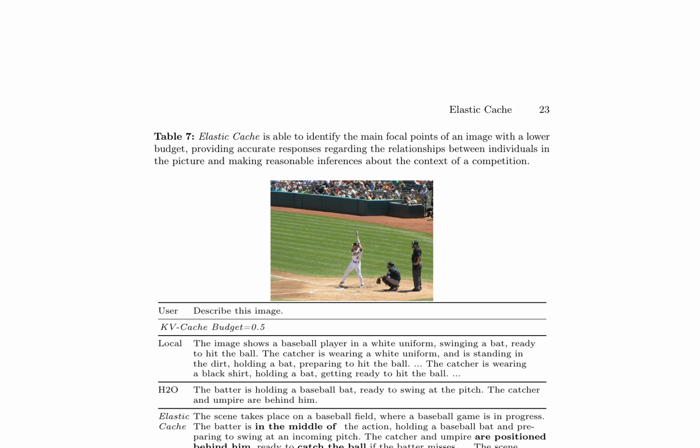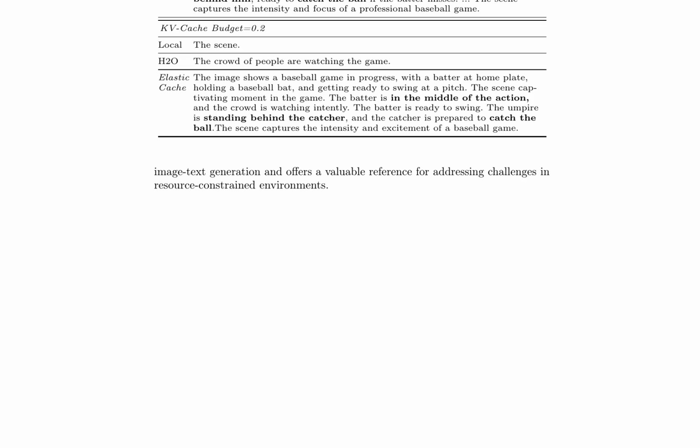The Elastic Cache model, as demonstrated in Table 7, effectively identifies and describes the main focal points of an image with a lower budget, providing accurate responses regarding the relationships between individuals in the picture and making reasonable inferences about the context of a competition. An image depicting a baseball game in progress is analyzed, showcasing a batter holding a baseball bat, preparing to swing at an incoming pitch. The catcher and umpire are positioned behind him, ready to catch the ball if the batter misses. The scene captures the intensity and focus of a professional baseball game.